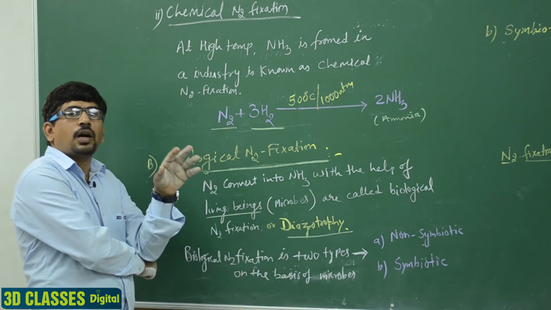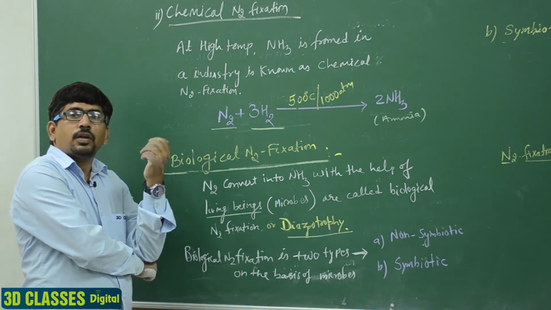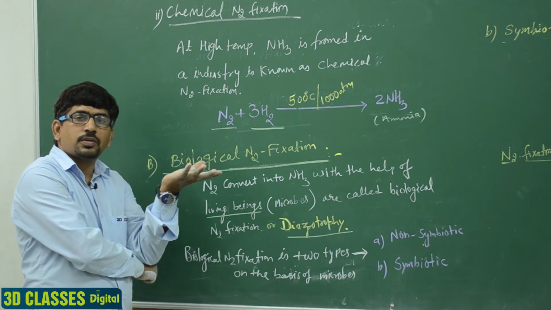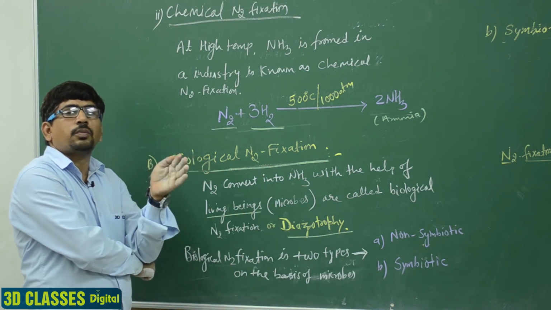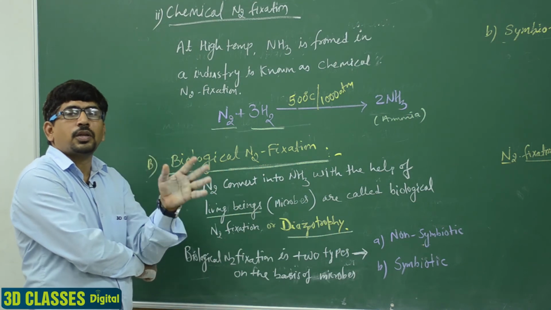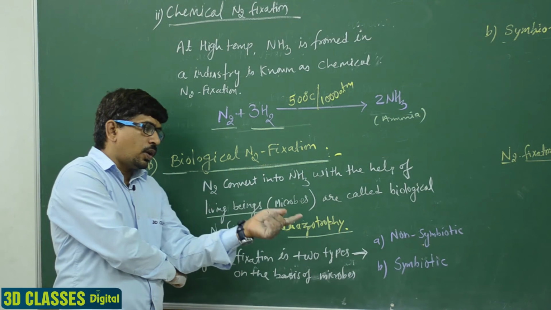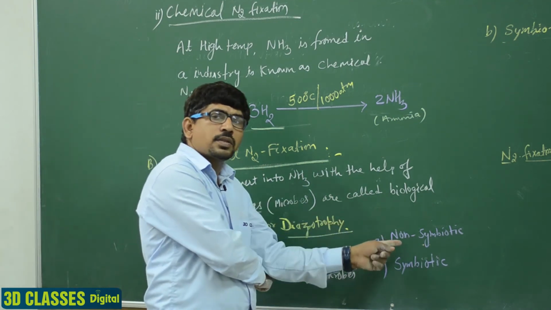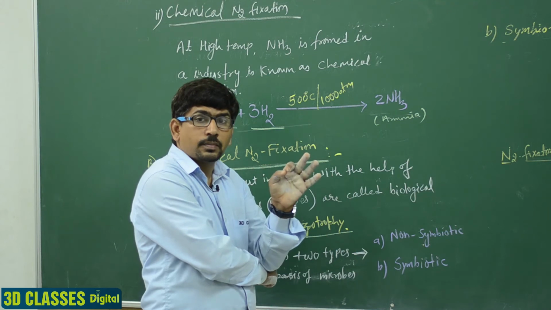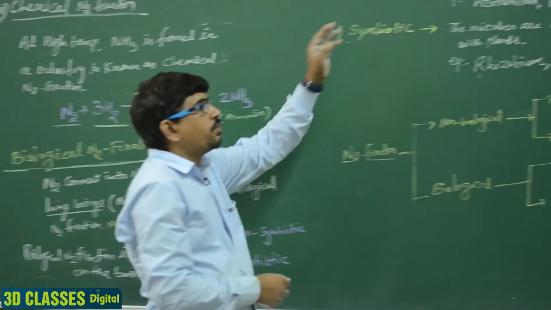These microbes work in different ways. They may be symbiotic or asymbiotic. So on the basis of the microbes' activity, symbiotic or asymbiotic, biological nitrogen fixation is again divided into two types: non-symbiotic and symbiotic. Clear? First we discuss the non-symbiotic.